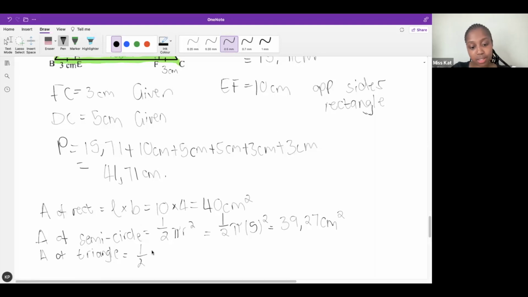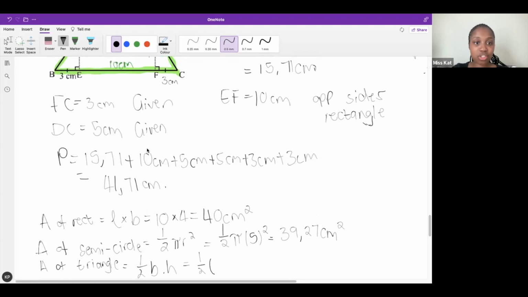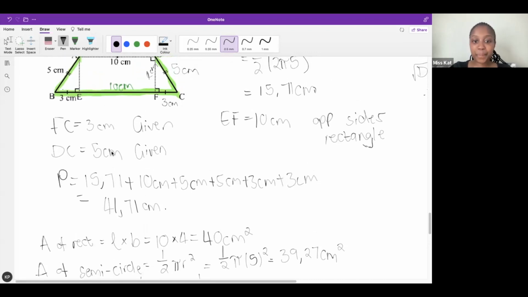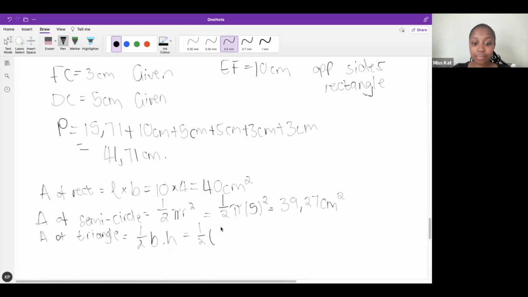Yes. A half base times perpendicular height. Half of, what's the base of my triangle? My little baby triangle over here. What's my base? Let's finish off strong, guys. We're slowing down. What's my base? There we go, 3. And what's my perpendicular height? Remember, perpendicular, not slanted. There we go. So it's a half of 3 times 4, which is 6 centimeters squared.